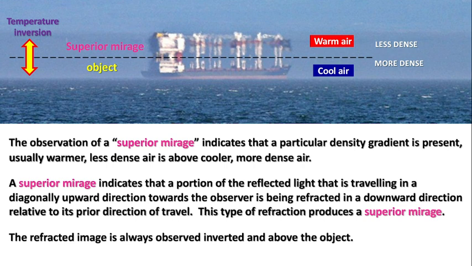The observation of a superior mirage indicates that a particular density gradient is present. Usually warmer, less dense air is above cooler, more dense air. A superior mirage indicates that a portion of the reflected light that is traveling in a diagonally upward direction towards the observer is being refracted in a downward direction relative to its prior direction of travel. This type of refraction produces a superior mirage. The refracted image is always observed inverted and above the object.